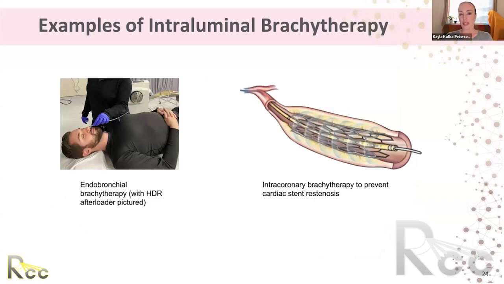Examples of intraluminal, this is not super common, but since we're talking about interstitial, superficial, and intracavitary, I don't want to leave out one or two examples of intraluminal, such as endobronchial, where we take a very thin catheter that goes down into the bronchioles wherever it needs to be treated, and it will attach to the afterloader, which you can see there, the machine behind the person with the purple gloves. That is the catheter being attached to the afterloader, and that will deliver the radiation through that tube. And then on the right, it's an example of a non-cancerous condition that brachytherapy can help with, which is cardiac intracoronary brachytherapy.